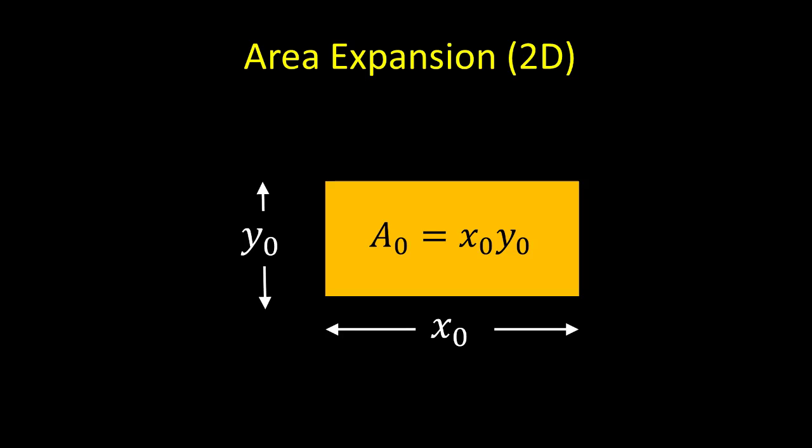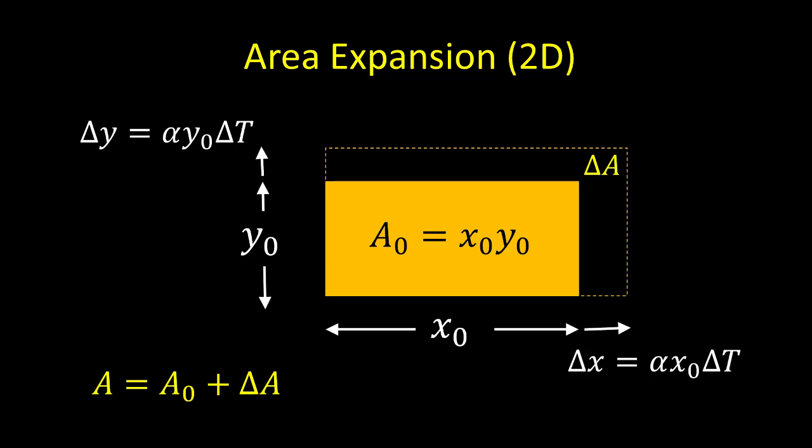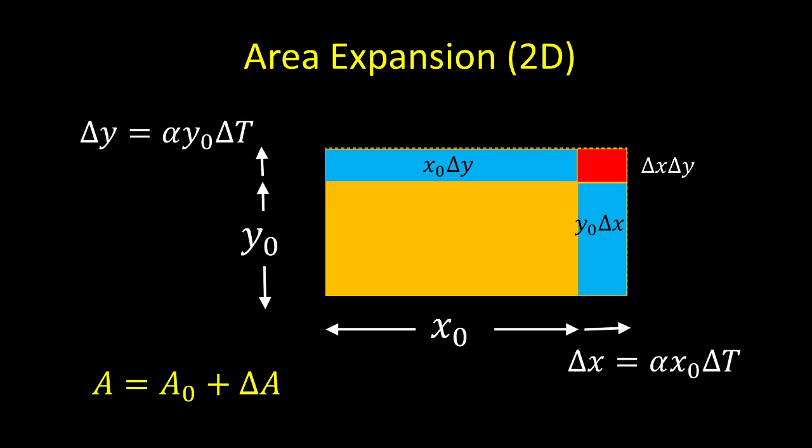We can use linear expansion to determine how an area expands or contracts. Consider a rectangular plate with initial lengths x0 and y0, and initial area A0 equals x0 y0. The plate expands linearly in each of its 2 dimensions by delta x and delta y, and the area increases by delta A. The additional area contains 3 rectangles of areas x0 delta y, y0 delta x, and a small area delta x delta y.